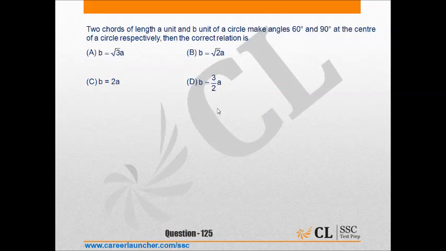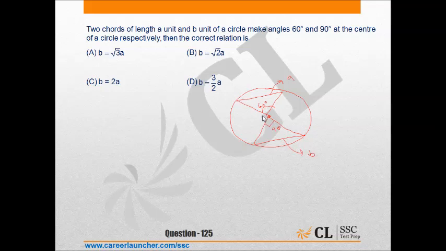Two chords of length A unit and B unit of a circle make angle 60 degrees and 90 degrees at the center of the circle respectively. Let's draw the circle. Let's say this is one chord. This makes an angle of 60 degrees. Its length is A. There is another chord. It makes an angle of 90 degrees. Its length is B.